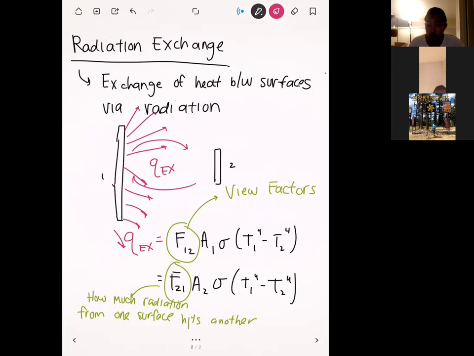Last time we went over two rules: the reciprocity rule, or the reciprocal rule, and then the summation rule. This next example will show all of this done in practice for a couple of black bodies. This was just a recap from last time. Are there any questions on this before we jump into an example?